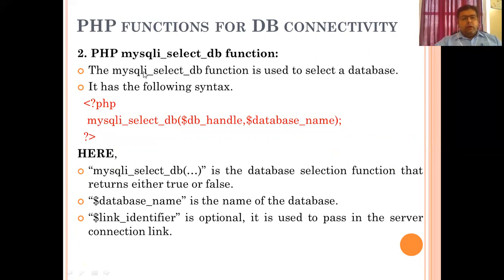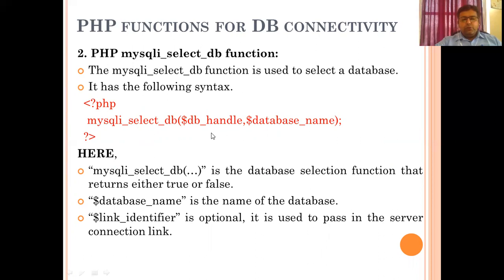Now next is the PHP MySQLi select_db function. This is the second function that is used to select a database. The MySQLi select DB function is used to select a particular database. After establishing a connection, this function is used to select a particular database. It has the following syntax: ? PHP mysqli_select_db, then database handle and database name.